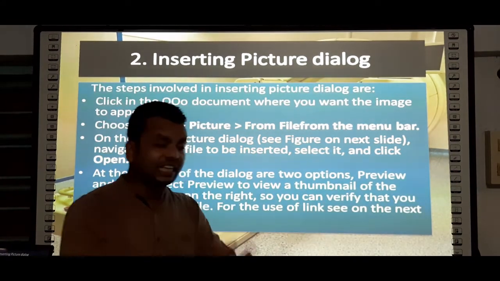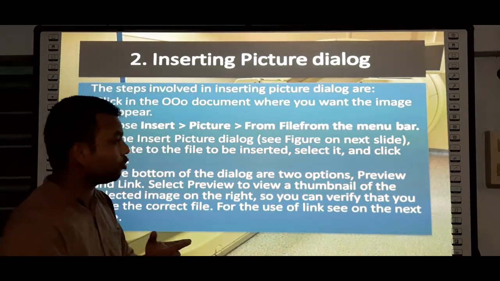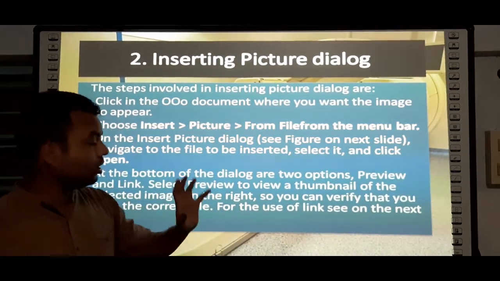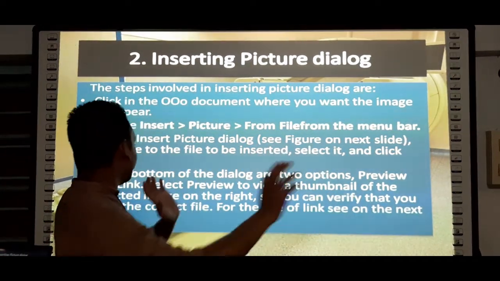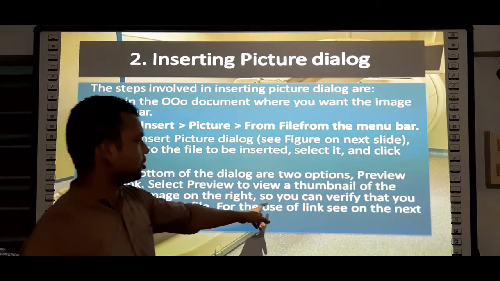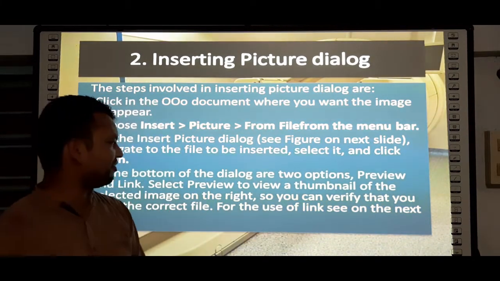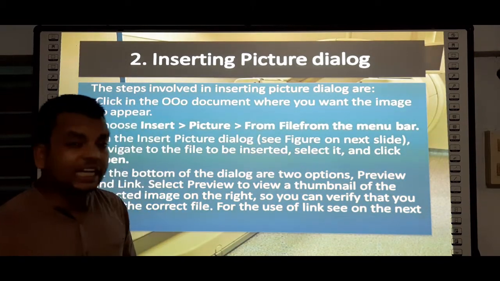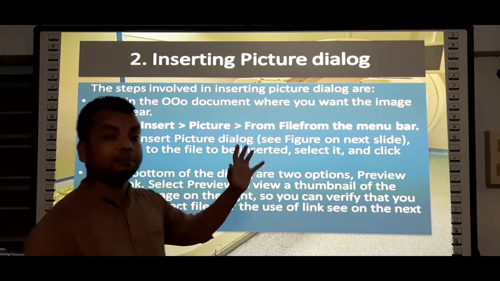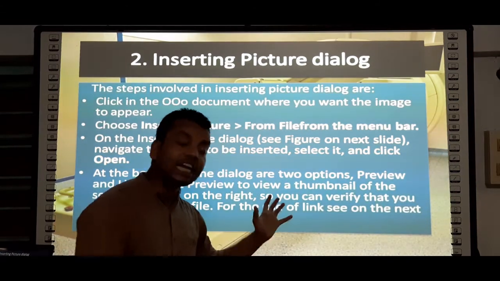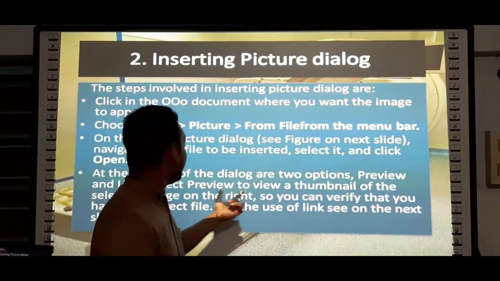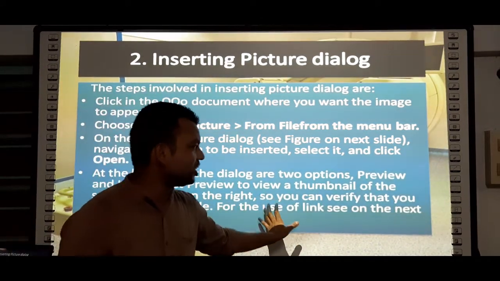Thumbnail is nothing but a preview of the document which has been created by means of our application. Okay, so that thumbnail will be shown on the right hand side, so you can verify that you have the correct file. For the use of link, see the next slide. Okay, so in order to verify whether the picture which we are going to insert in our document using the picture dialog is correct or not, we go ahead with this step.